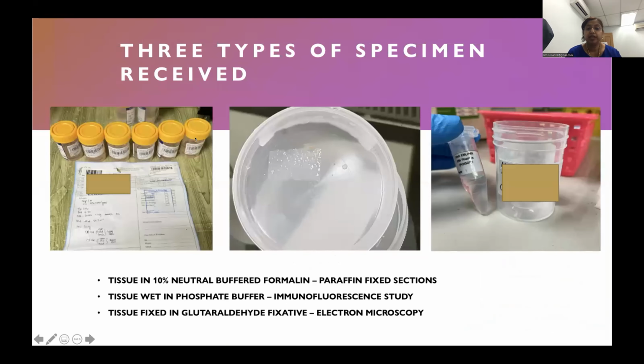Okay, so we have 3 types of specimen, just to go through very quickly. Obviously, we receive tissue for paraffin fixed sections. This one is received in 10% neutral buffered formalin like this, and you have a detailed history in the request form. Then for tissues that come in for immunofluorescence studies, the tissue is wet in phosphate buffer, not soaked or drowned in phosphate buffer. It's just wet only, and not empty, where the tissue gets dried up. So you need to take note of this, because all this will contribute to the findings that we see subsequently.